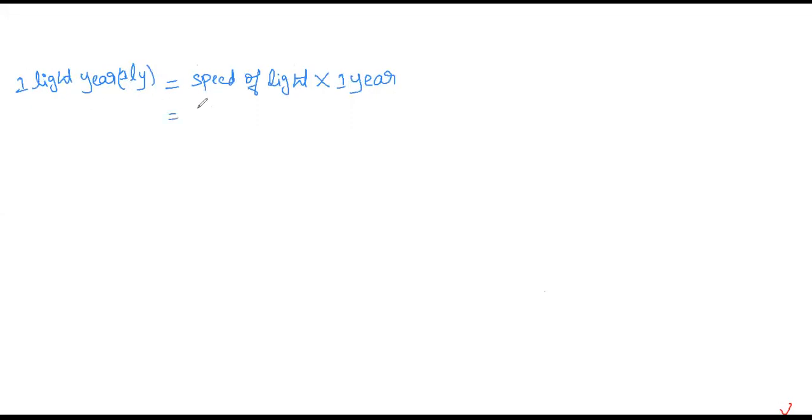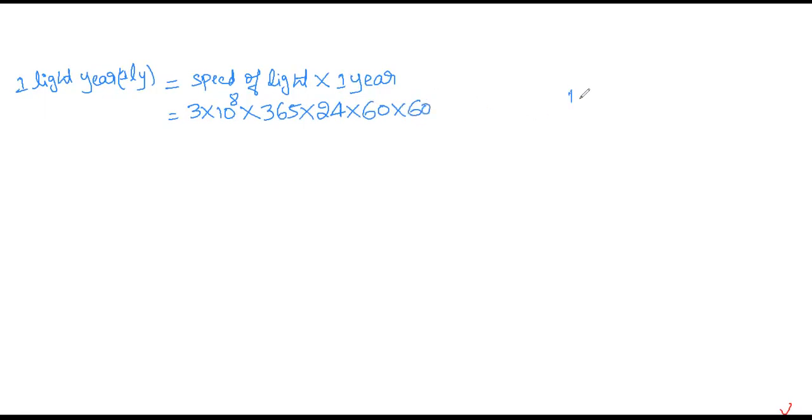If we multiply this speed of light into 1 year, we get the 1 light year. What is the speed of light? 3 into 10 to the power of 8 meter per second into 1 year. How many days are there for 1 year? 365 days for 1 year. One day has 24 hours, 1 hour has 60 minutes, and 1 minute has 60 seconds.